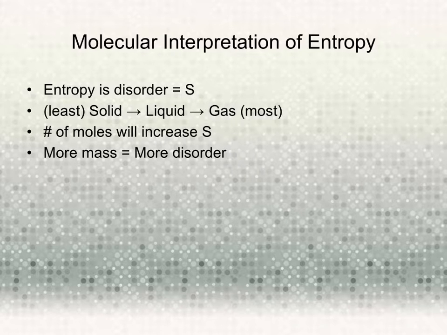The number of moles that you have of a substance will increase the entropy. So just like if you have more people in a room, you're going to have more disorganization. If you have more moles of a substance in a reaction, you're going to have higher entropy. And also we've talked about that if you have more mass in a molecule or in a compound, you're going to see a higher entropy value or more disorder because there's more particles involved.